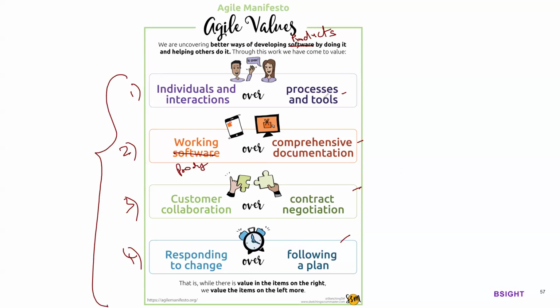Is anybody saying we will not use processes and tools in Agile? That there will be no documentation in Agile, no contract in Agile, no plan in Agile? They're wrong. There is. But the importance is more on the items on the left. It's not individual interactions instead of processes and tools; it's individual interactions over processes and tools.